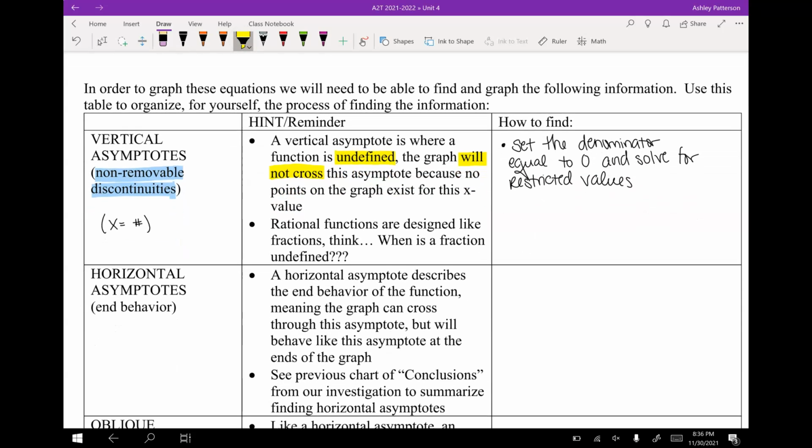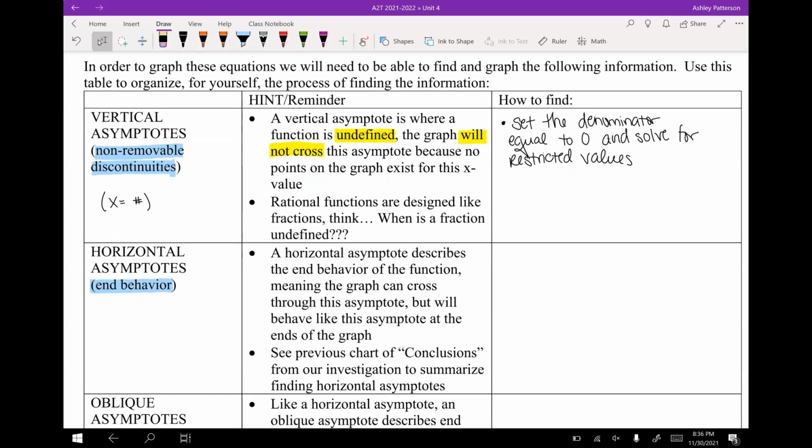Another one is our horizontal asymptotes. The purpose of these is to guide the end behavior. And we saw this in the investigation that we did the day before Thanksgiving break. Its purpose is that it's going to describe the end behavior of the function, meaning the graph can cross the asymptote. Vertical asymptotes, you can't cross them. Horizontal, you can. Their purpose is to guide or describe the end behavior.